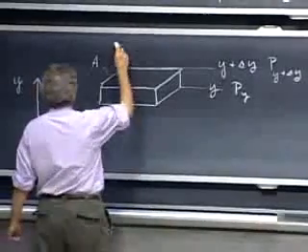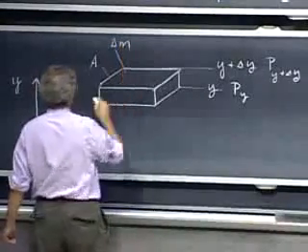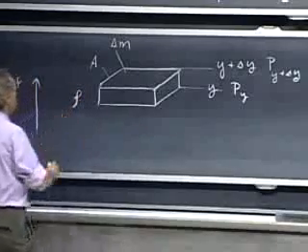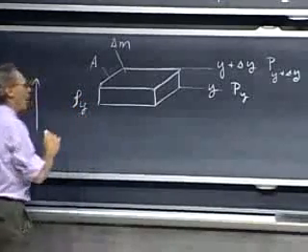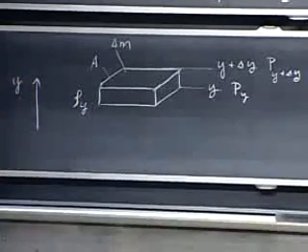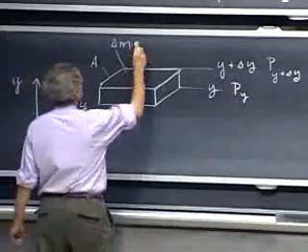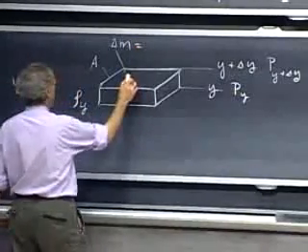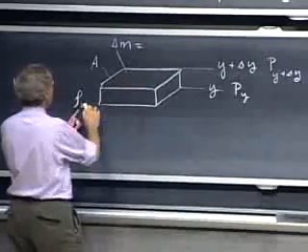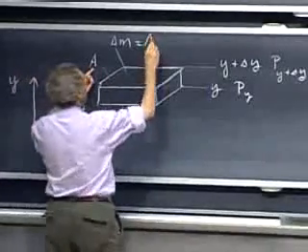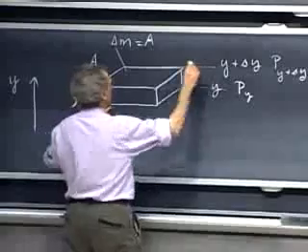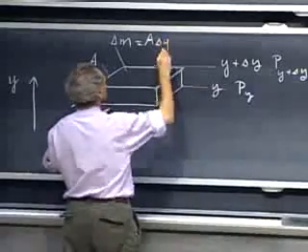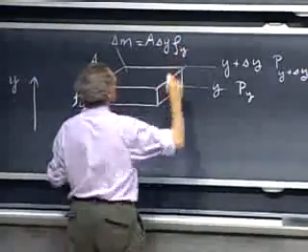And this object has a mass delta m. And the liquid has a density rho, which could be a function of y. We will leave that open for now. And so the mass that I have here is the volume times the density. And the volume is the area A times delta y. And then times the density, which may be a function of y.